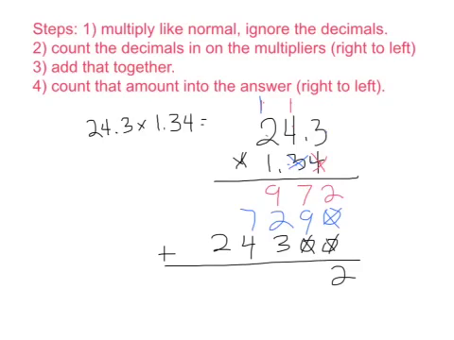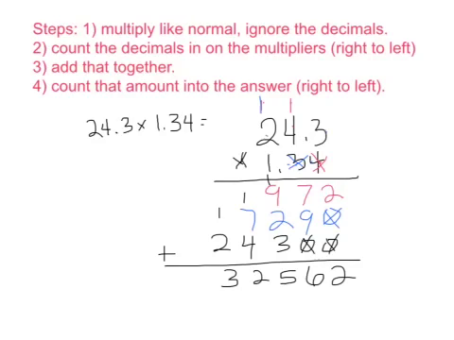7 plus 9. 16 plus 0 is 16. 9 plus 1 is 10. Plus 2 is 12. And plus 3 more is 15. 7 plus 1 is 8, plus 4 more is 12. 2 plus 1 is 3.